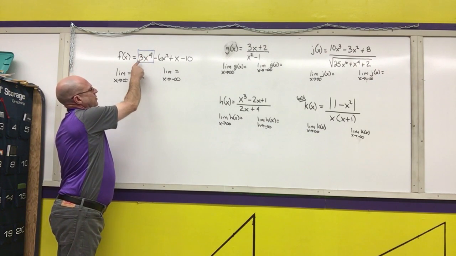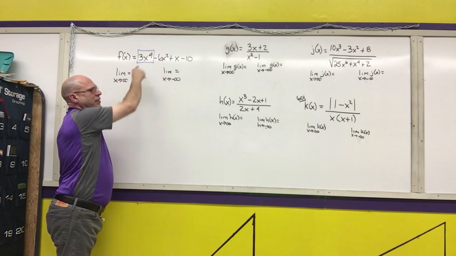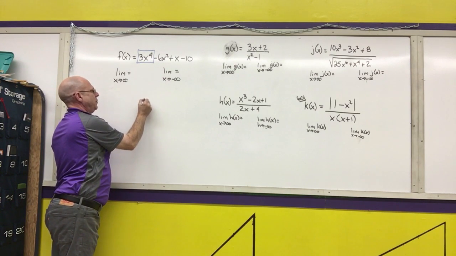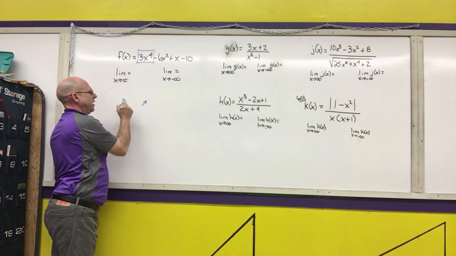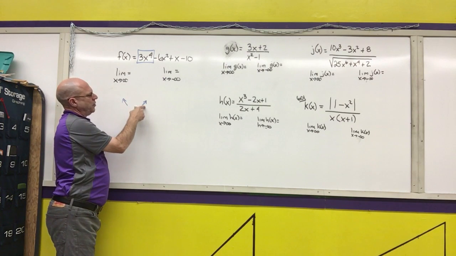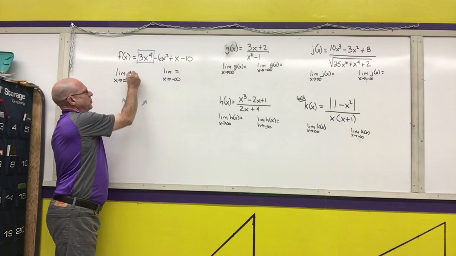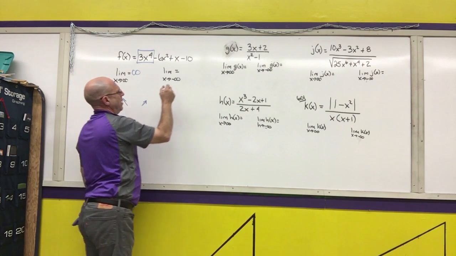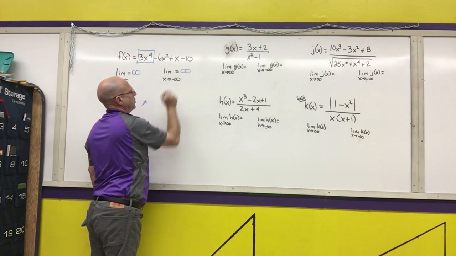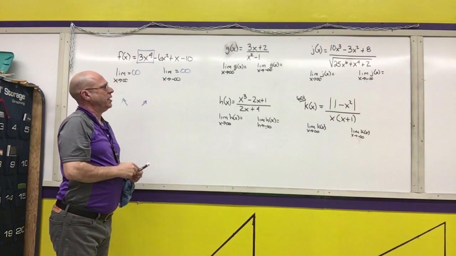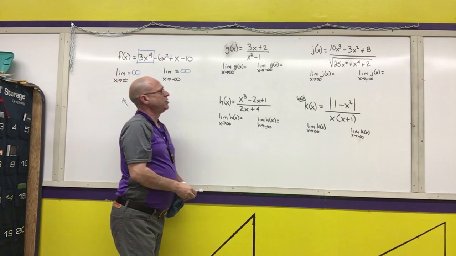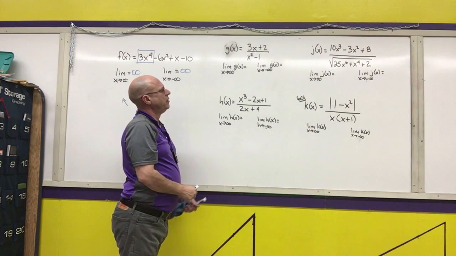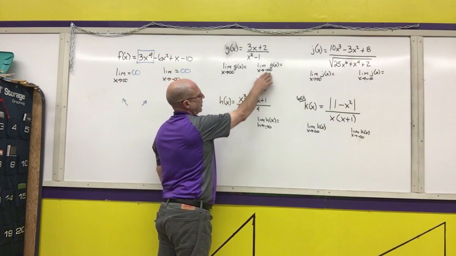For example, this is 3x to the fourth, which is even, so it will have the same end behavior as our memorized x squared graph. So as x approaches infinity, my y values approach infinity, and as x approaches negative infinity, my y values also approach positive infinity.